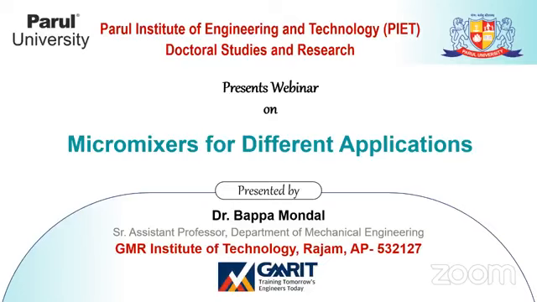Now, I would like to introduce today's expert. Dr. Papa Mungal is working as a senior assistant professor at the Department of Mechanical Engineering, GMR Institute of Technology, Andhra Pradesh, after completing his PhD in Mechanical Engineering at IIT in 2021. Prior to that, Dr. Mungal completed his M.Tech in Design and Manufacturing in 2016 from the same institute and department. He received his B.Tech degree in Mechanical Engineering from West Bengal University of Technology in 2013. He has published and presented more than 15 papers in international journals and conferences. His fields of interest are micromixing and characterizations, micro and nano fabrication, and non-conventional machining processes. He is also a reviewer of different reputed international journals.